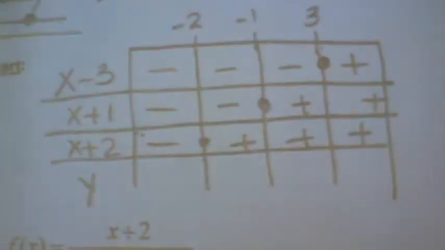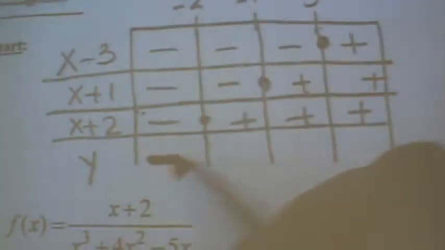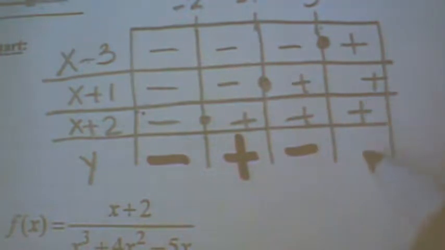And this is where we count. 3 negatives, negative. 2 positive, negative, positive. All I did was count.